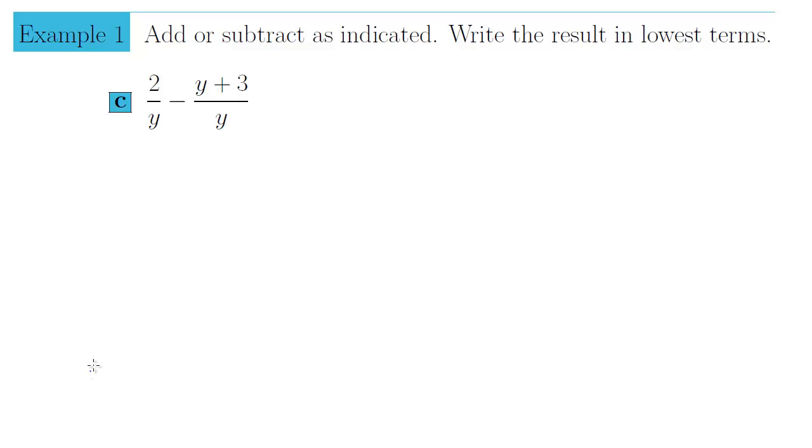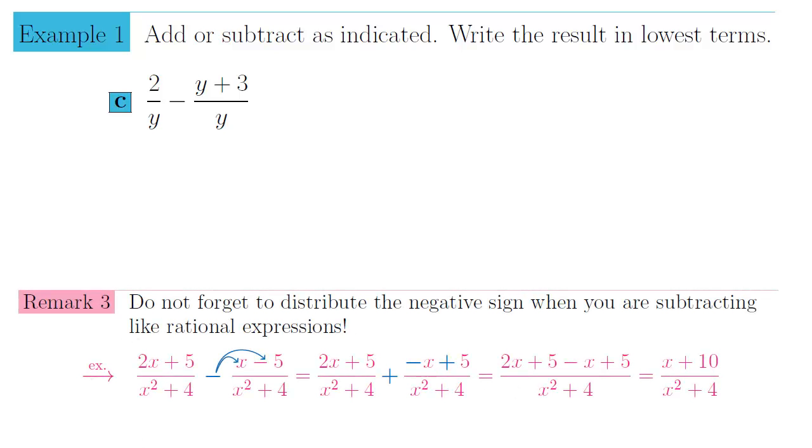In fact, let me make a quick remark. When subtracting like rational expressions, do not forget to distribute the negative sign. For example, if we have 2x plus 5 minus x minus 5 with a like denominator, notice that subtraction sign distributes to both of the terms in the second fraction. It goes to both the x and to the negative 5, and that creates for us a negative x plus 5. Carrying on, we'd simply go on and add as normal. Again, this subtraction sign must be distributed to all the terms that follow it in the numerator.